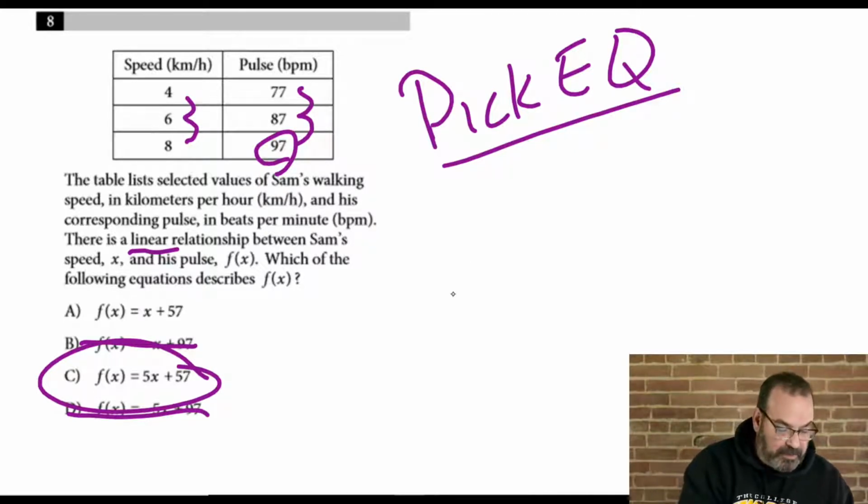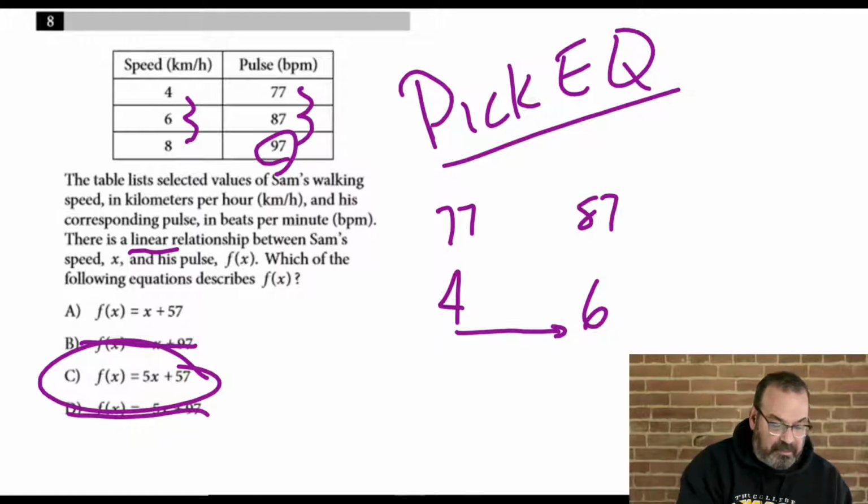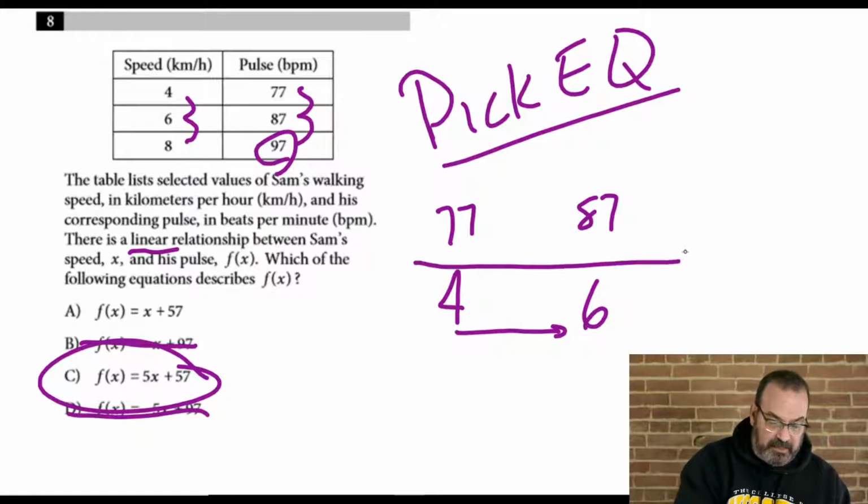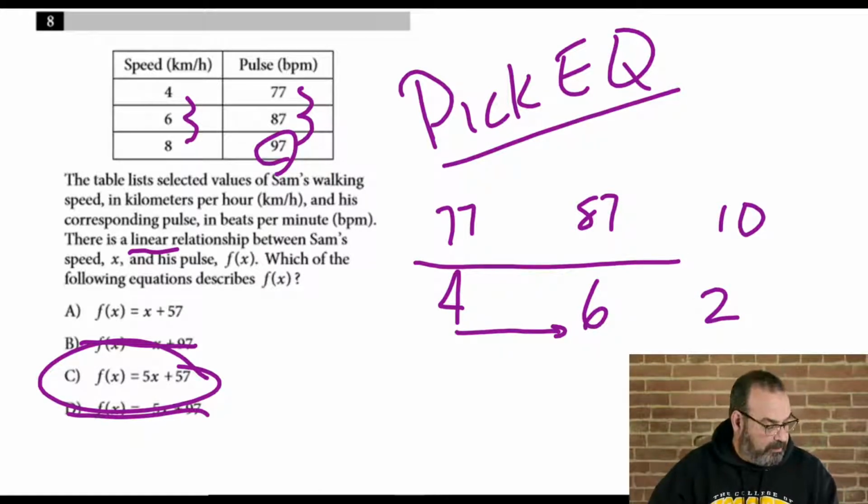What I did was, from 4 as my input to 6 as my input, I went up from 77 to 87. So the change in y over the change in x here is 10 over 2. And there we have it. 5, slope of 5.